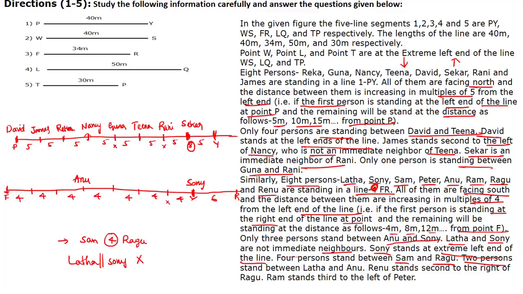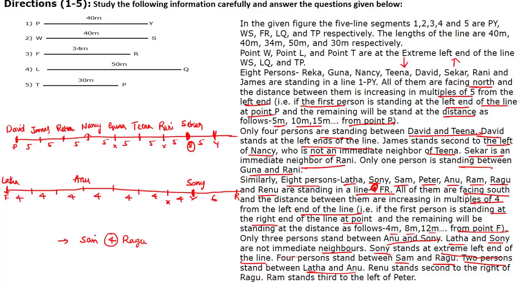The next one is 2 persons stand between Lata and Anu. So between Lata and Anu there is a gap of 2 persons. Anu is here, 1, 2, Lata can be here. But Lata and Soni are not immediate neighbors, so we cannot put Lata here. So we have to go this way. Anu is here, 1, 2, so Lata has to be at this particular place. Now this is not required.